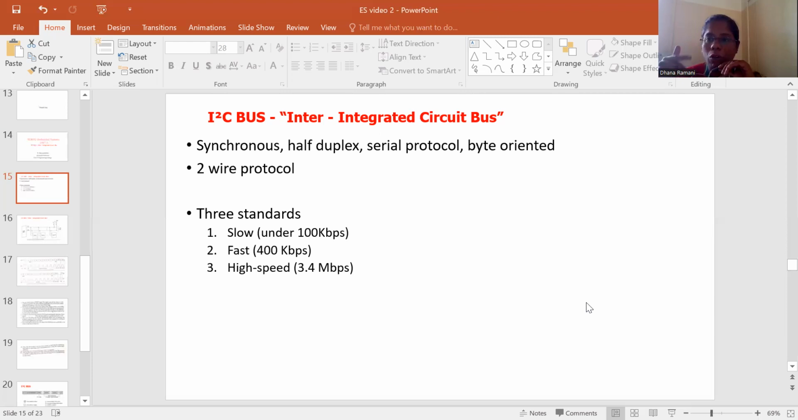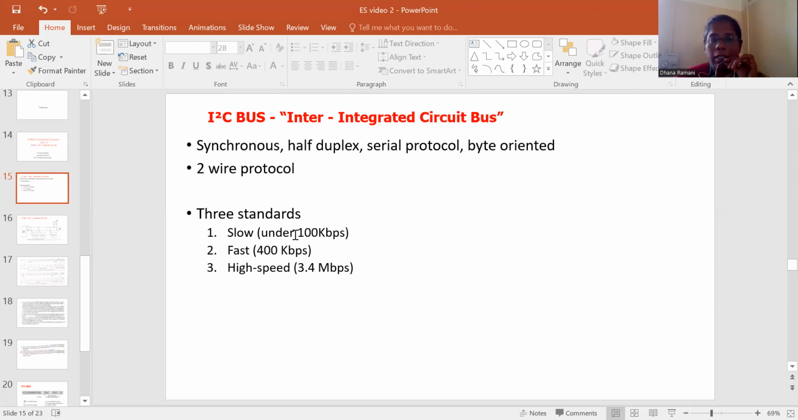And it's a serial protocol. It's a serial communication protocol. It's a byte-oriented one. When we talk about I2C, it's a two-wire protocol. The two wires are SCL and SDA. SCL is the serial clock wire, and the other one is the serial data wire. So we'll discuss those things in detail.